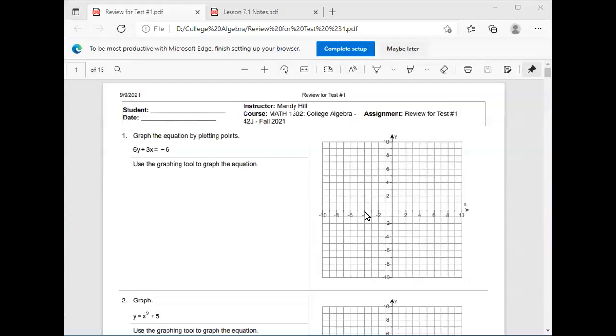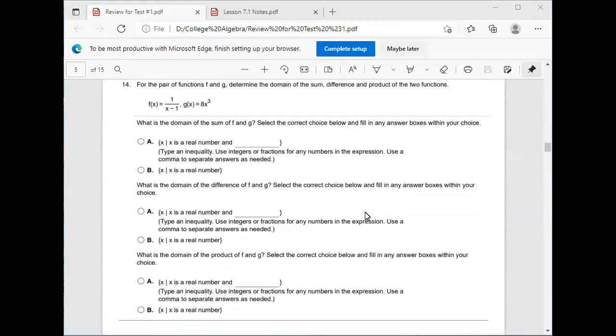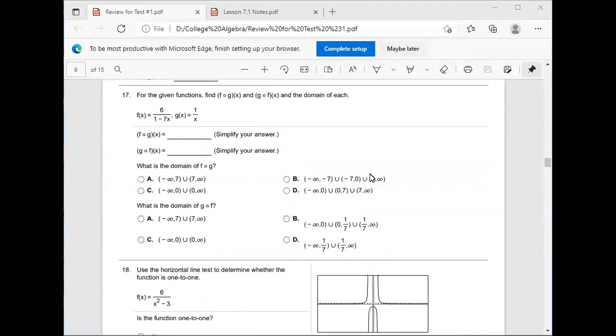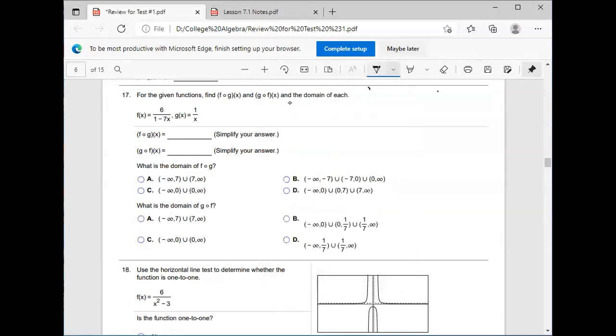This is the test review. I'm gonna skip to number 17, and then we'll come back and get the rest of them. Okay. So this says for the given functions, find f of g of x and g of f of x. So come over here. Gonna do f of g of x.